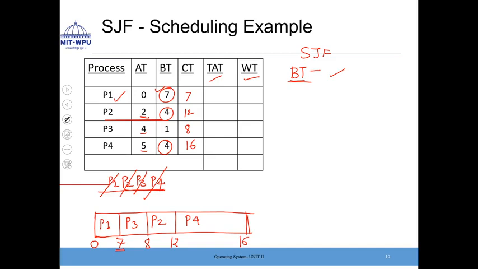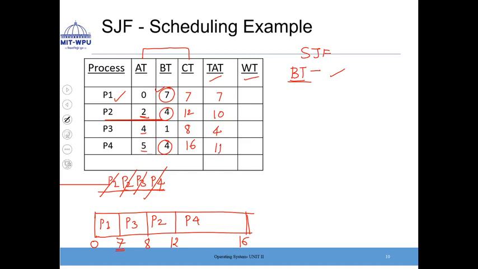How do we calculate the turnaround time? As per the definition we have seen, turnaround time is completion time minus arrival time. So for P1 it is 7 minus 0, turnaround time 7. For P2 it will be 12 minus 2, that is 10. For P3 it will be 4, and for P4 it will be 16 minus 5, that is 11.